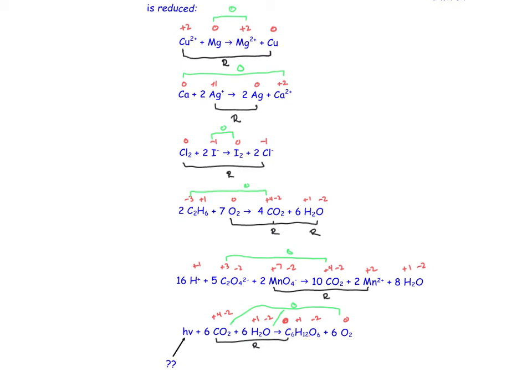And as oxidation number goes down, 0 to -1, 0 to -2, +7 to +2, that tells us that that element is being reduced. As the oxidation number increases, +3 to +4, or -2 to 0, that's a sign of oxidation.